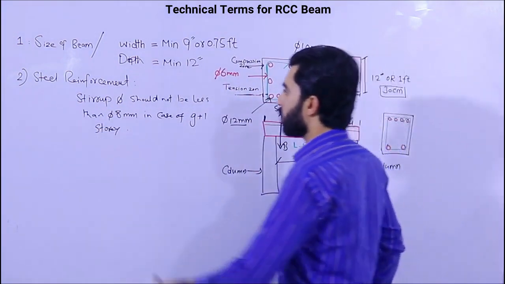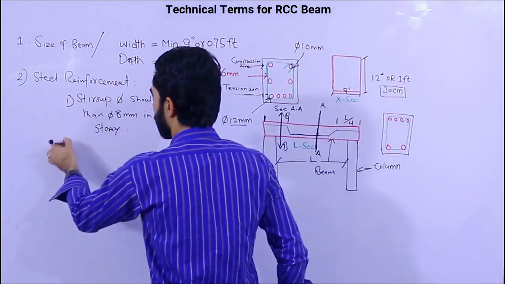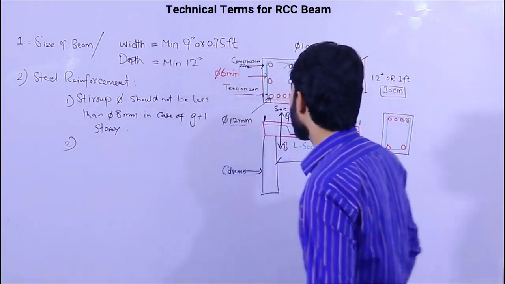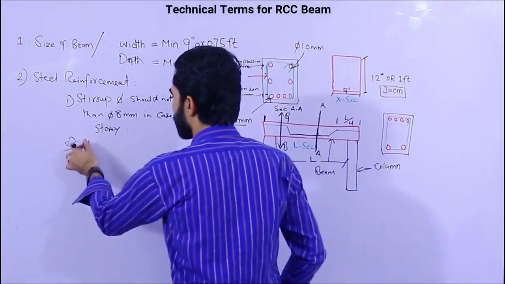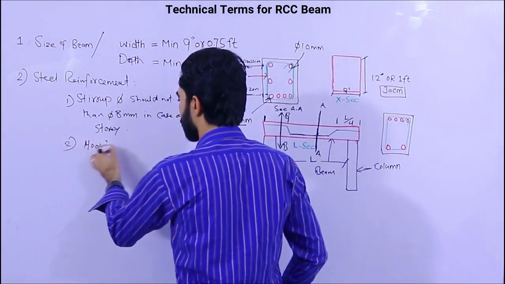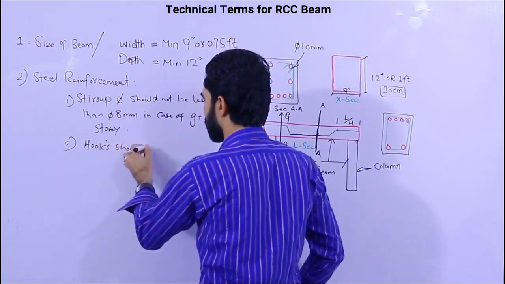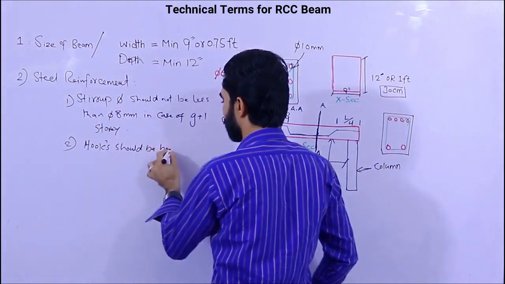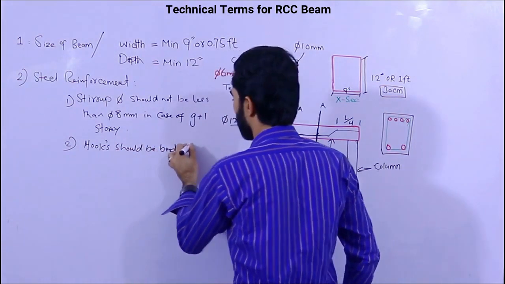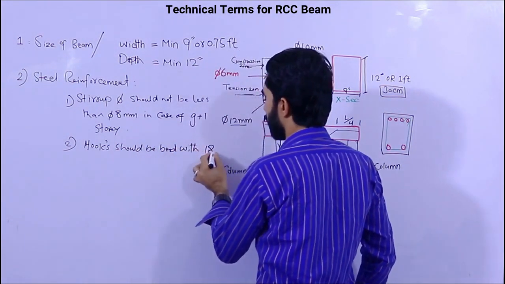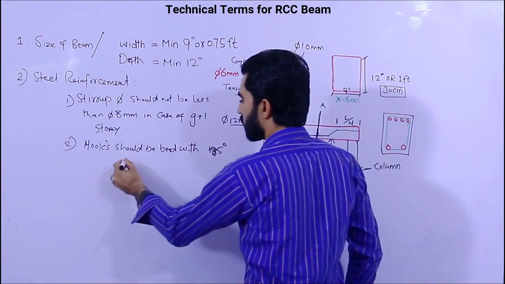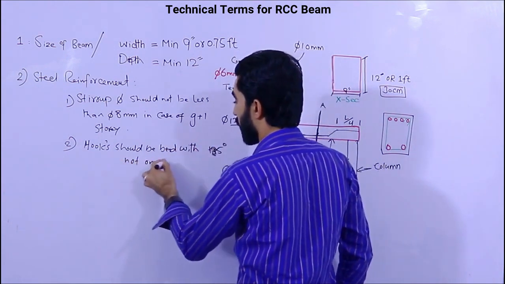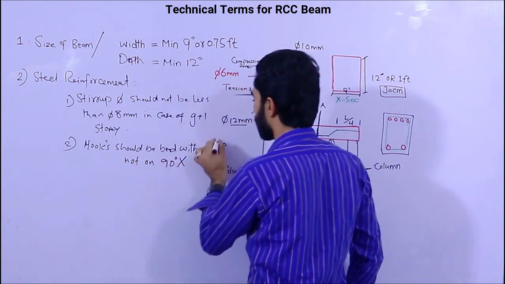Now guys, these are some points in steel reinforcement. The second one is the hooks. You can see these hooks. The hooks should be bent at 135 degrees, not at 90 degrees. So this is wrong, this is right.